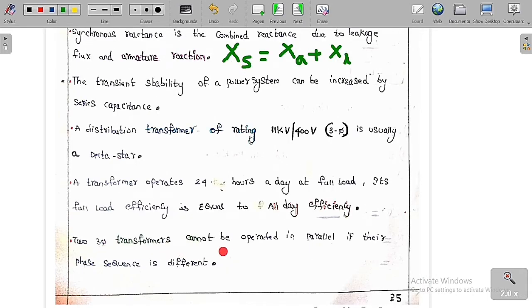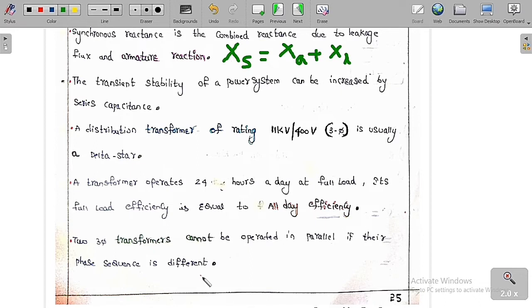Two 3-phase transformers cannot be operated in parallel if their phase sequence is different. If you want to operate two 3-phase transformers in parallel, they should have the same phase sequence and the same phase shift. Phase sequence means, for example, star delta, and phase shift means plus 30. So for a small example.